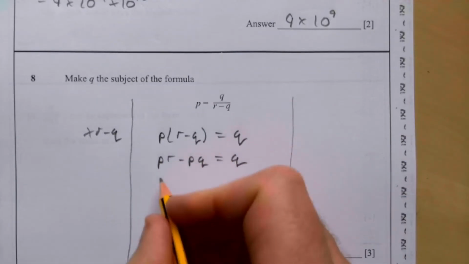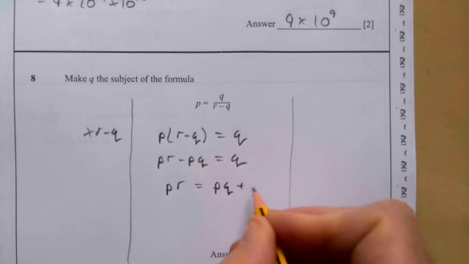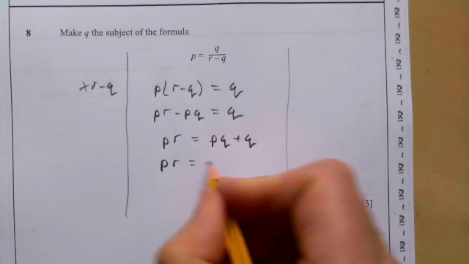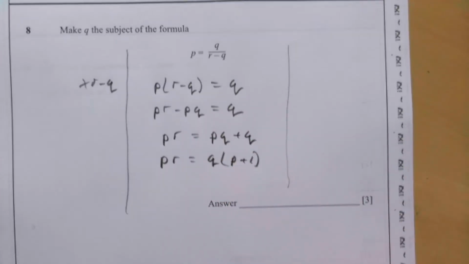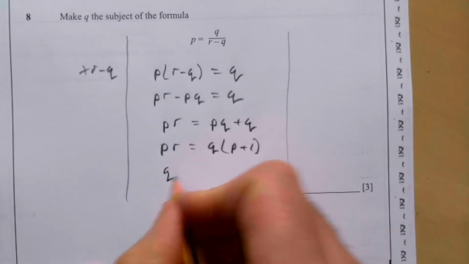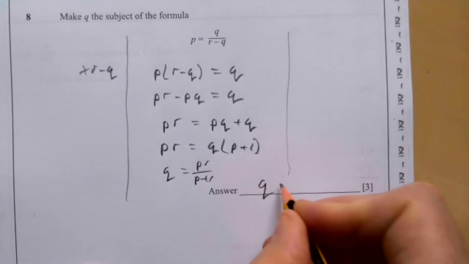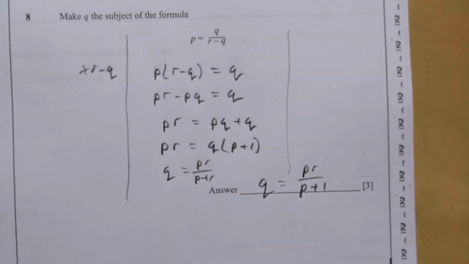Get the q's to one side. pr equals what I want, pq plus q. Factorize out the q. q times p plus 1. And that means q then is pr over p plus 1. And that's our answer to that one.